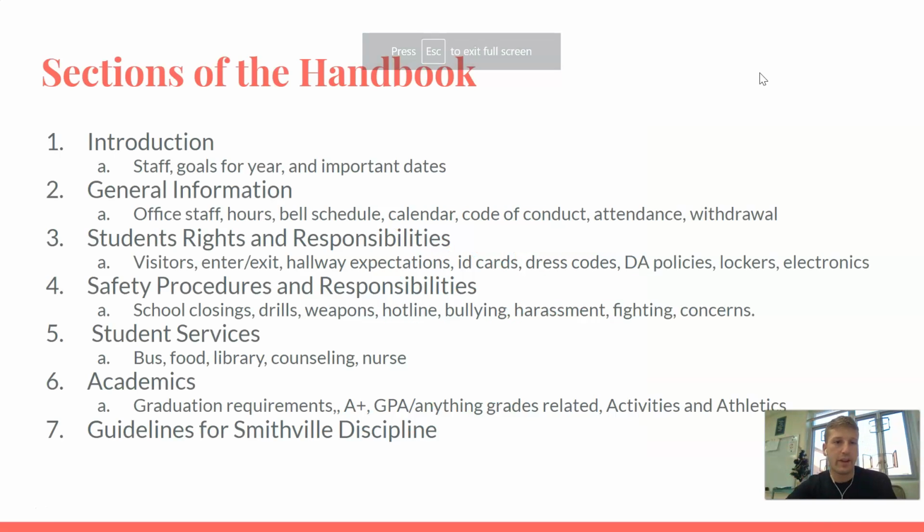So just kind of the sections of the handbook. We have the introduction, which just introduces all the staff in the district, the goals for the year as a district, like what we want to achieve in testing, and just important dates as far as like prom for seniors, when we have the PEP assemblies, things like that.